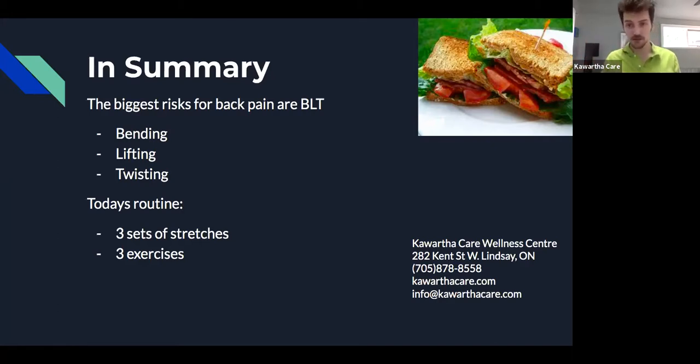An important thing to remember is BLT. The biggest risks for back pain are bending, lifting, twisting, and any combination of those three movements. That's when you're in the most danger for hurting your back further or just hurting it initially. So when you're doing anything that involves a lot of these motions, like gardening, you want to be wary of them and make sure you're doing them with proper lifting technique.